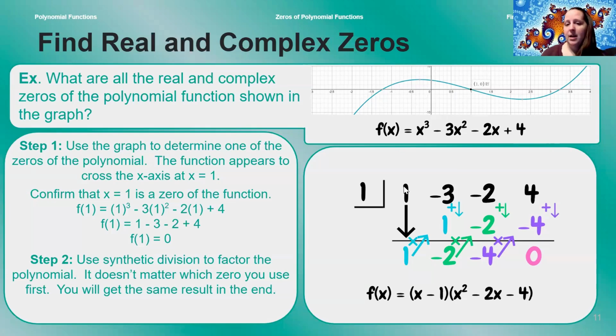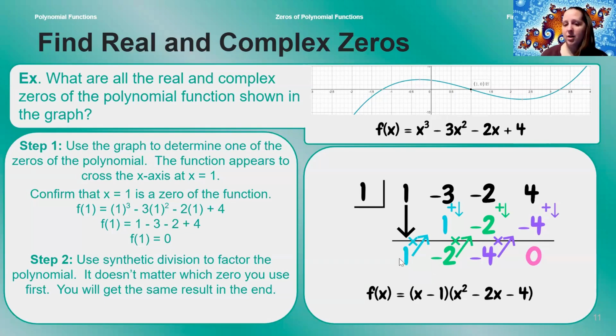So I put 1 in. I have my coefficients set up at the top: 1, negative 3, negative 2, and 4. I bring down my 1. 1 times 1 is 1. Negative 3 plus 1 is negative 2. Negative 2 times 1 is negative 2. Negative 2 plus negative 2 is negative 4. 1 times negative 4 is negative 4. And then 4 plus negative 4 is 0. So this tells me x minus 1, again that's my 0, remember it's the opposite because x minus 1 equals 0 gives me x equals 1, times x squared minus 2x minus 4.